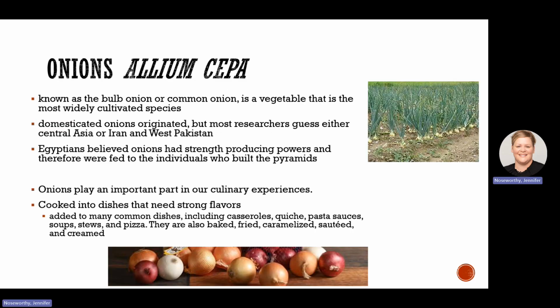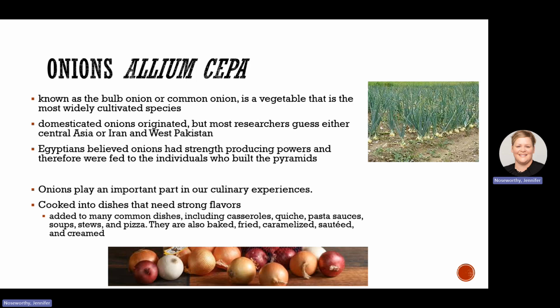So the onion bulb is very popular around the world, thought to originate out of Central Asia, which is now parts of Iran and Pakistan. The Egyptians treasured it, they believed that eating it would produce strength for those that were building the pyramids.